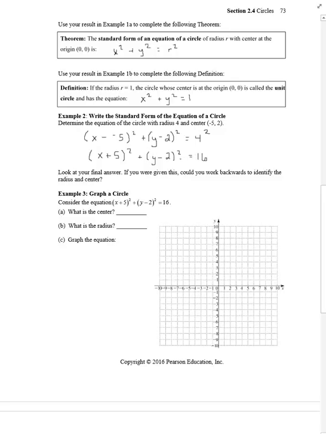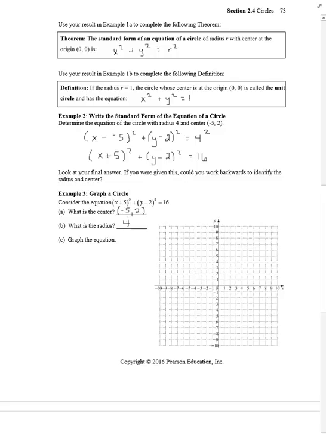So, given that, we should be able to work backwards to get the radius and center. So the center, here's the same thing, we know is (-5, 2), and the radius is the square root of 16, which is 4.